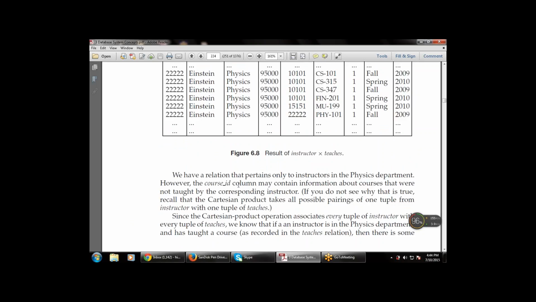We have a relation that pertains only to instructors in the physics department. Therefore, the course ID column may contain information about courses that were not taught by the corresponding instructor. So some tuples contain information that is not valid for the corresponding instructor.